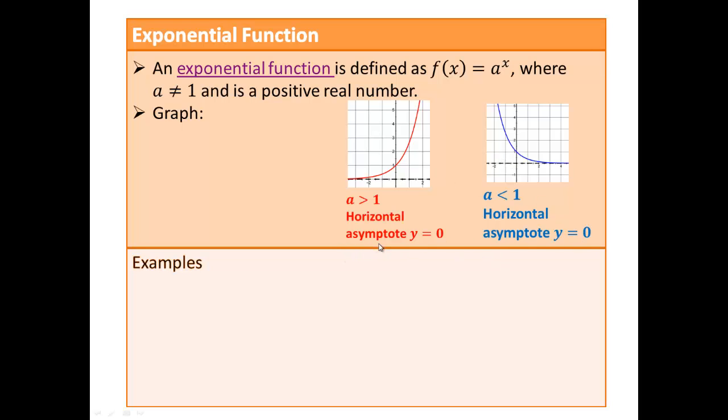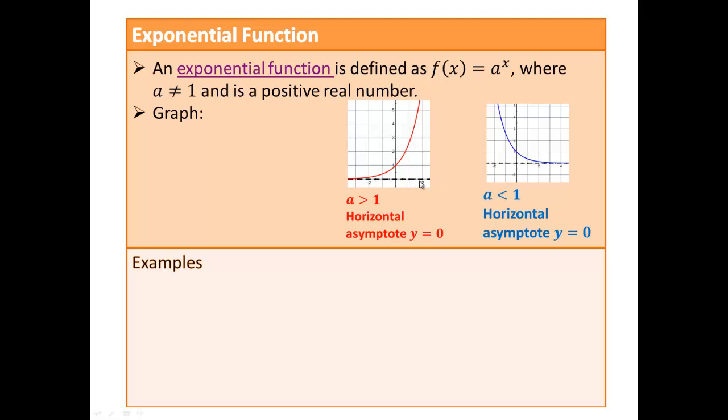And again, both have horizontal asymptote of y equals 0. So what do you think is the domain of both of these functions? Domain is all the inputs or the x coordinates for which there is a graph. So you can see that x coordinates have a graph value attached to it, all of them. So domain should be negative infinity to infinity or all real numbers.